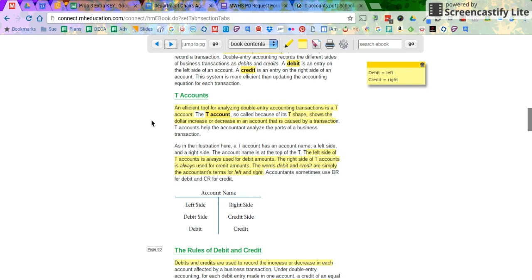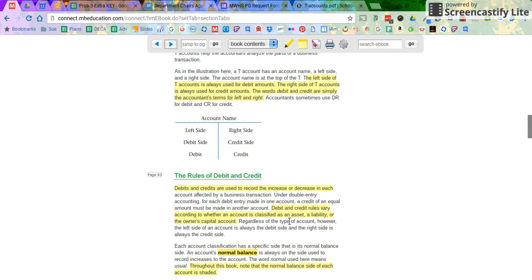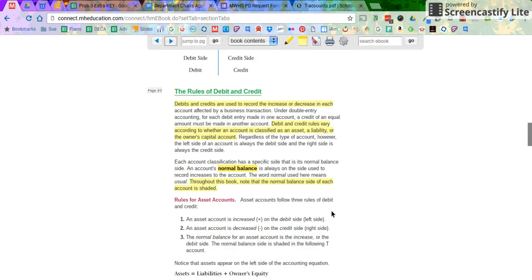The left side of the T account is always the debit. The right side of the T account is always the credit. There's nothing ever different about that. Left is always debit, right is always credit. Some people use the abbreviations DR for debit and CR for credit. I don't use that, but that is just something from the book.